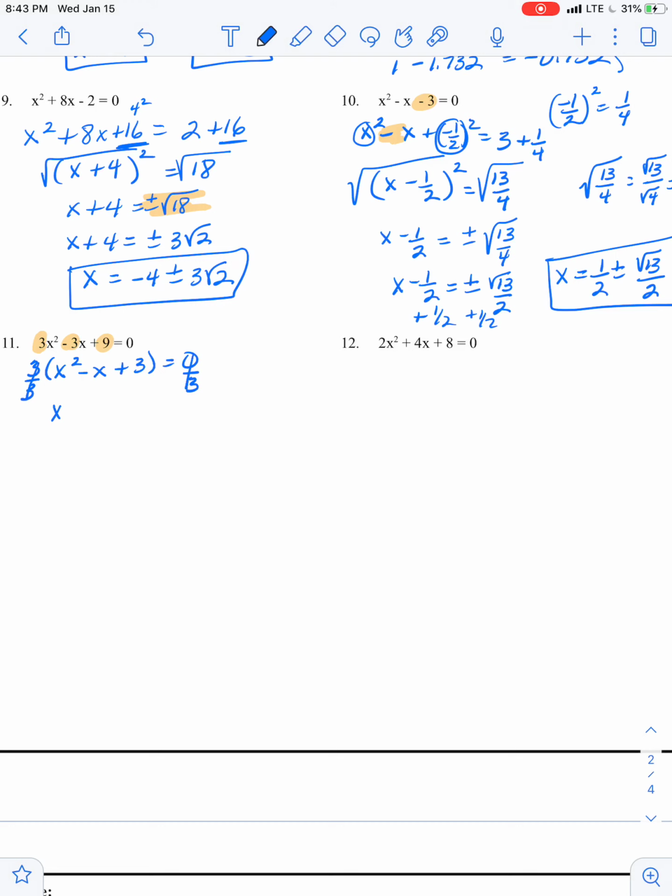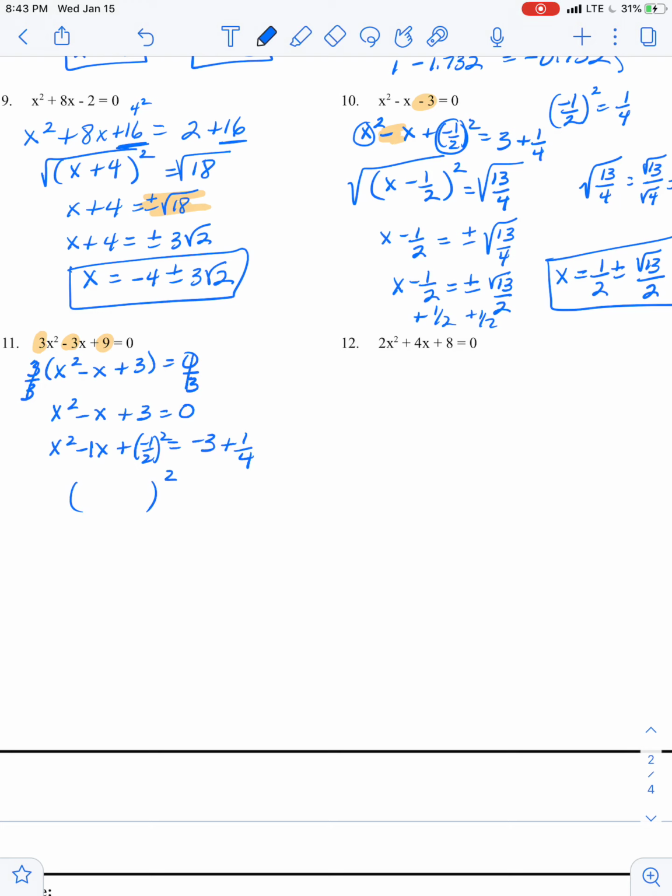Okay, so I have x squared minus x plus 3 equals 0, okay? And then we're going to follow the same steps we did before. We're going to move that c value over to the other side. We're going to take half of the 1 and square it. So that would be plus negative 1/2 squared, which again over here would be 1/4.